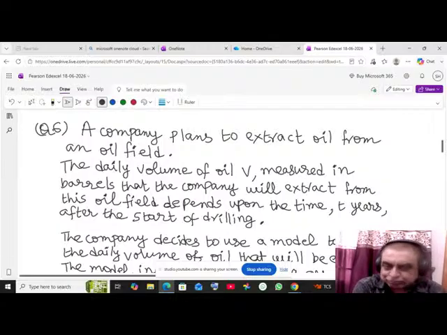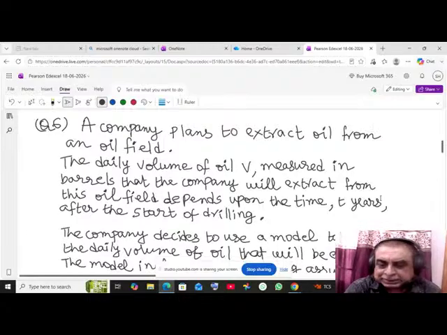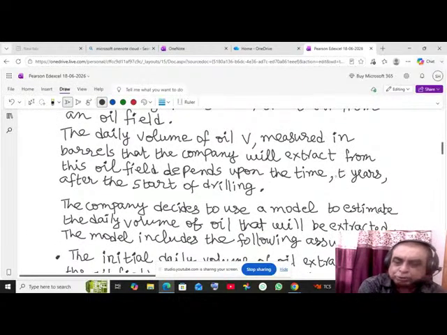So the daily volume of the oil which is taken out from the oil well is denoted by the capital letter V, measured in barrels. The volume V that the company will extract from this oil field depends upon the time T years after the start of drilling.